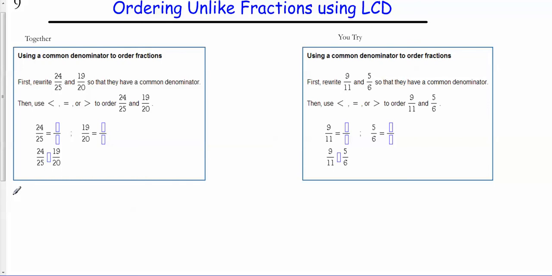Now, this is not the fun part. I'm going to use least common denominator. So what I'm going to do is list the multiples for 25 and 20. Now, worst case scenario, the least common multiple or least common denominator of 25 and 20 is 25 times 20. Hopefully, we can get something closer than that.